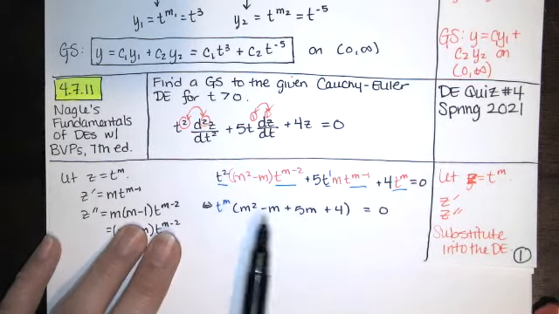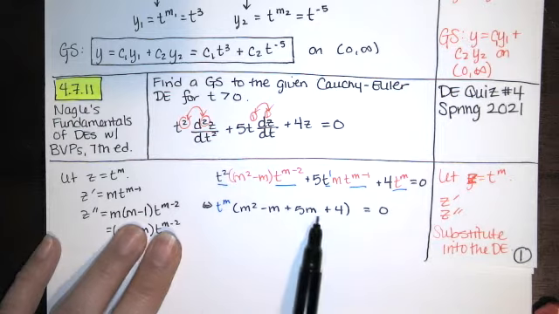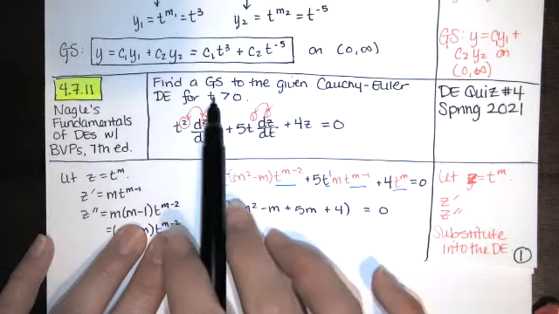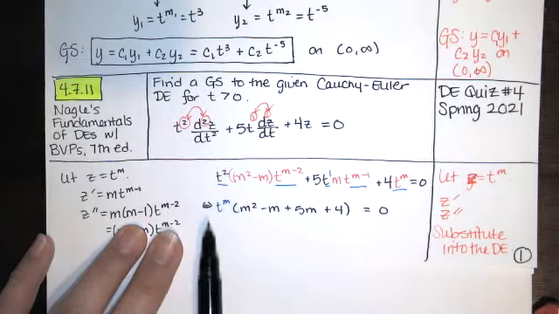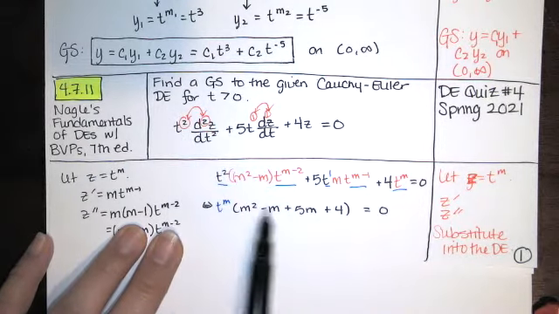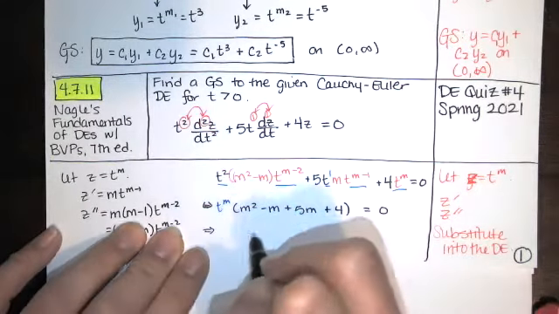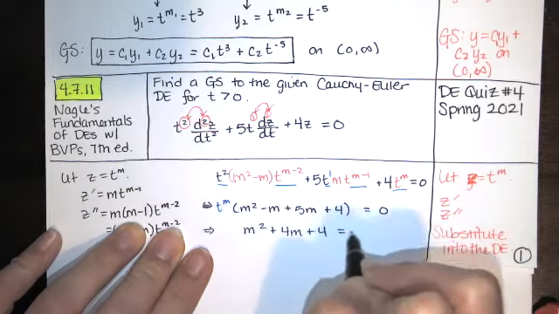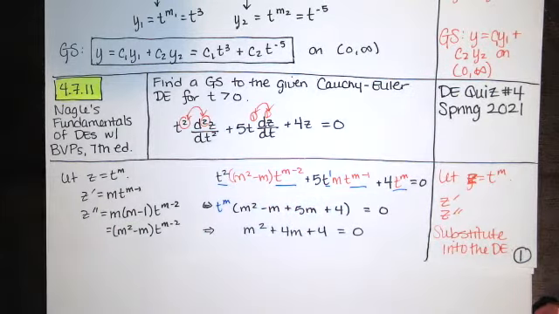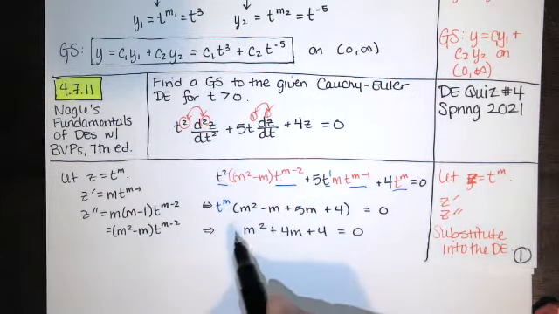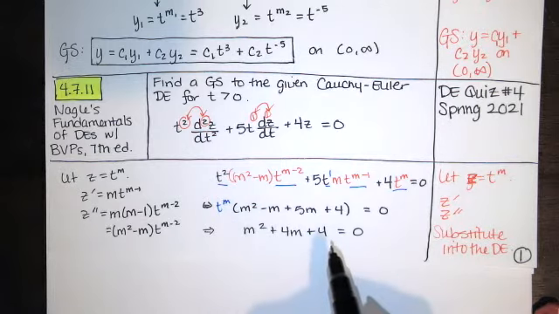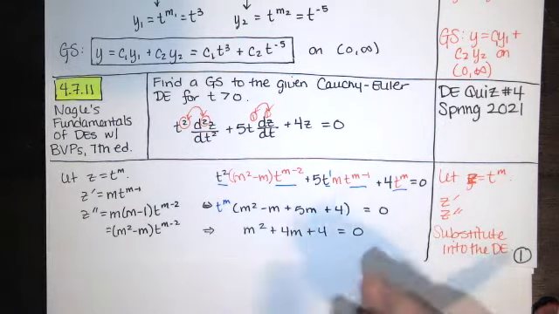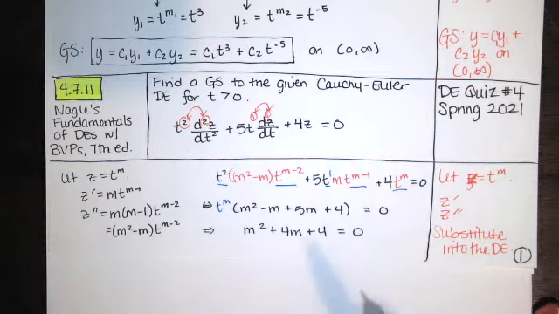When this times this equals 0, we can say either this is 0 or this is 0. But we're told at the beginning that t has to be strictly greater than 0. So that means this is non-zero. If t is positive, this is never 0, so our polynomial must be 0. And that is the characteristic polynomial for this Cauchy Euler equation. If you can find the values of m that satisfy this, then those values of m will lead us to find the linearly independent solutions of the differential equation.